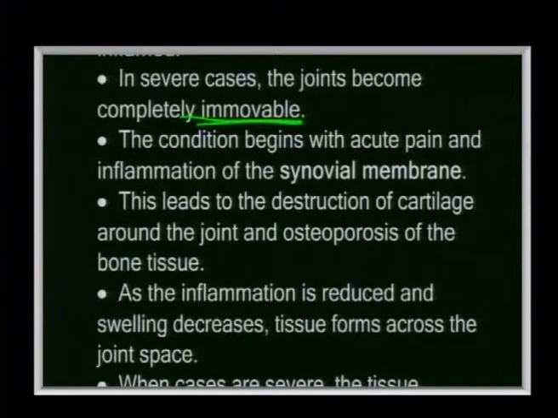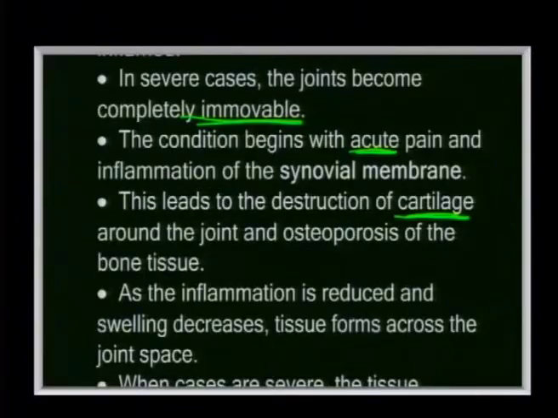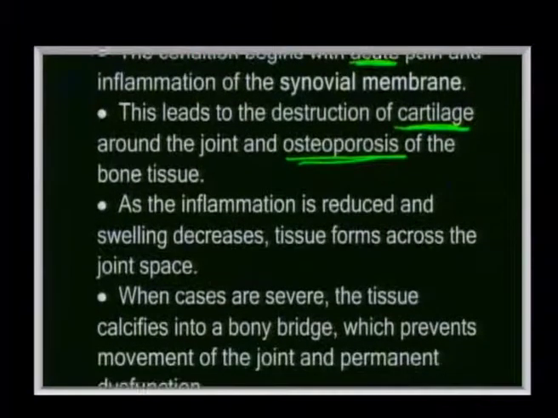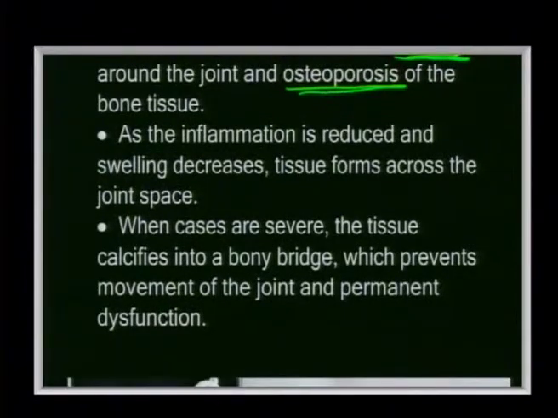The condition begins with acute, meaning very bad, pain and inflammation of the synovial membrane. That leads to the destruction of the cartilage. Now remember, in all your joints, especially your ball and socket, you've got the articular cartilage. That's the cartilage that surrounds the bone and it surrounds the socket, so that the ball and the socket can fit nicely together. So around the joints, there's osteoporosis of the bone tissue. So clearly, if you have osteoporosis, the chances are you're going to get rheumatoid arthritis.